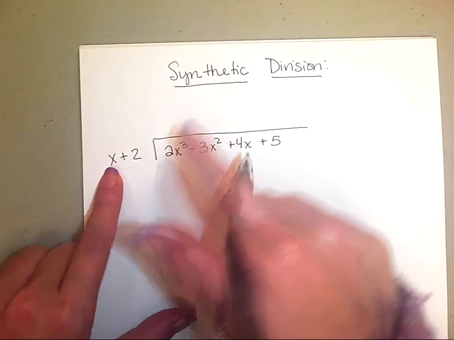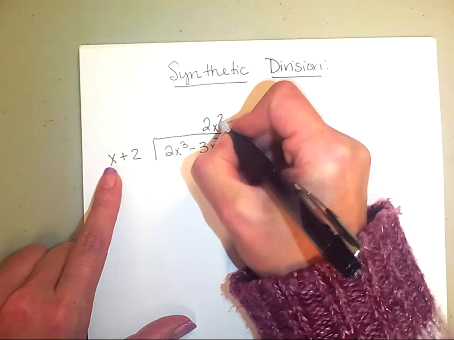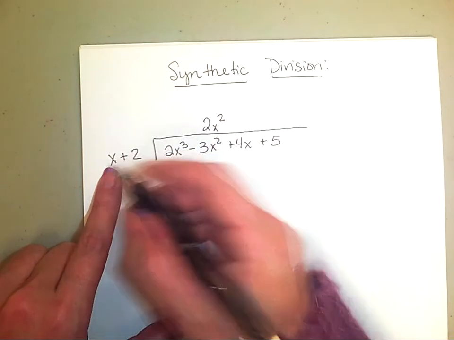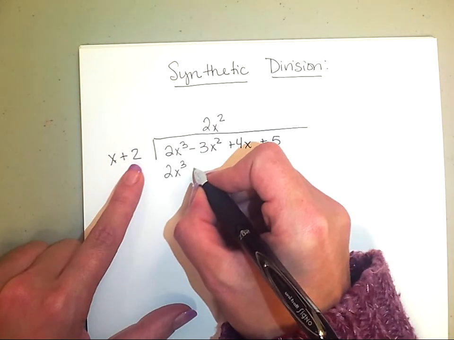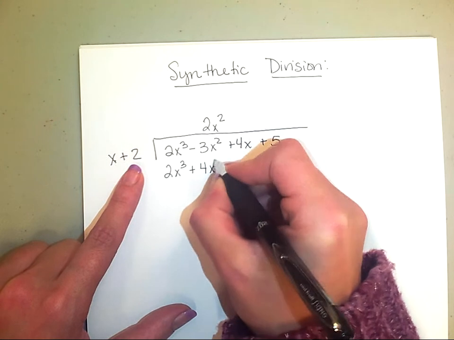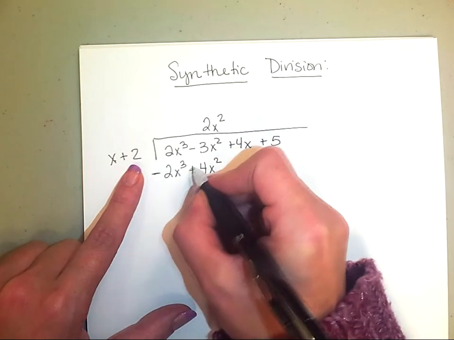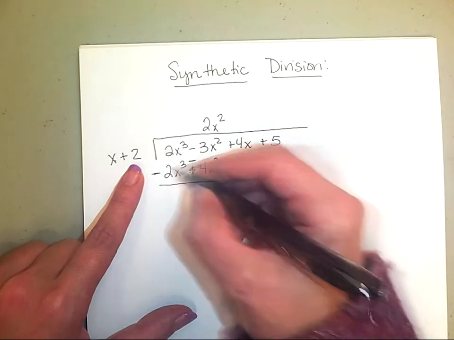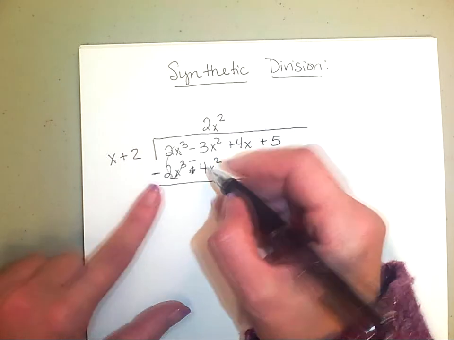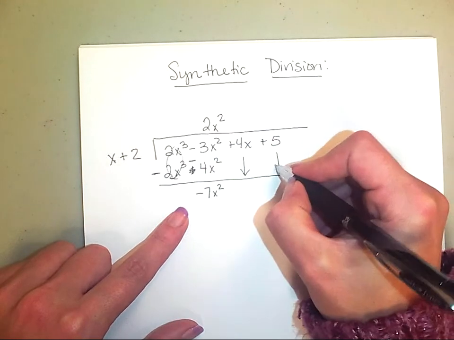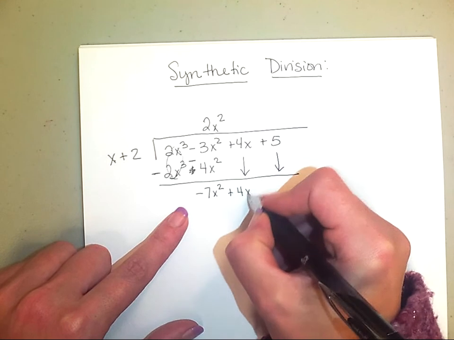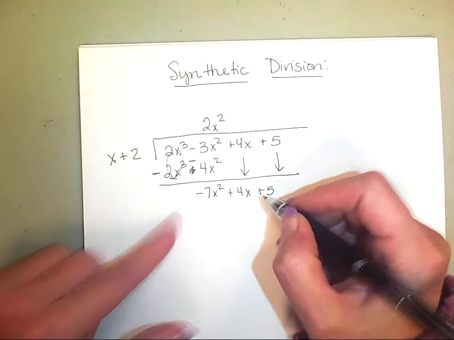X goes into 2x cubed, 2x squared times. 2x times x is 2x cubed. 2 times 2 is 4x squared. But I want to change the signs. This will go to 0, and this becomes negative 7x squared, and then we bring down the 4 and the 5.